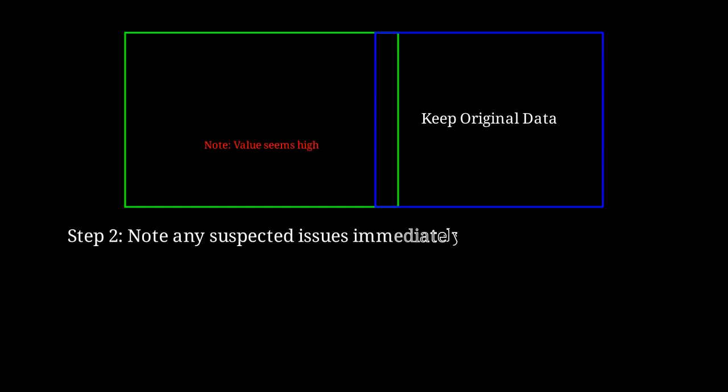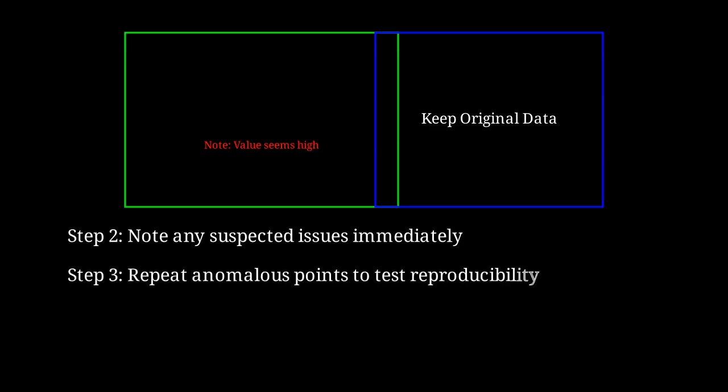Step 2. If you notice something unusual during the measurement, write it down immediately. Was there a power fluctuation? Did someone bump the table? Did the temperature change? Record it all. Step 3. This is crucial. If you get an anomalous point, don't just move on. Repeat that measurement under the same conditions.